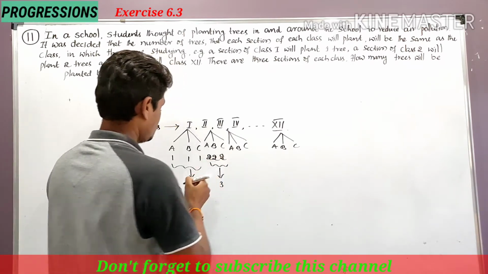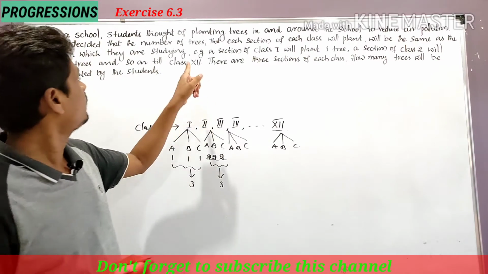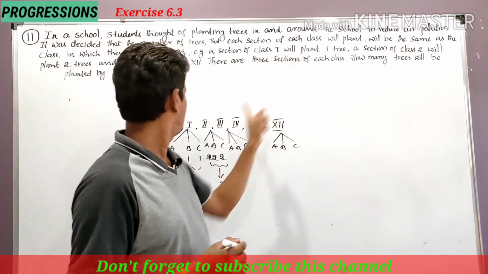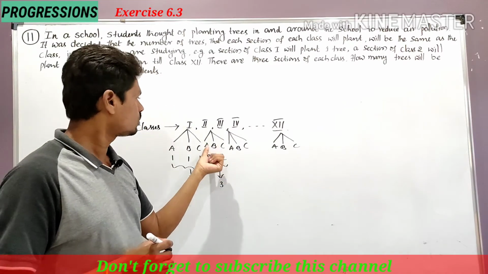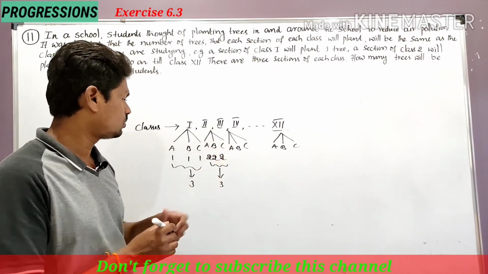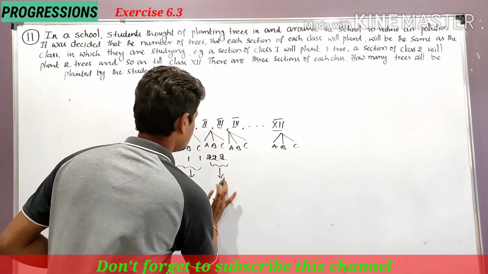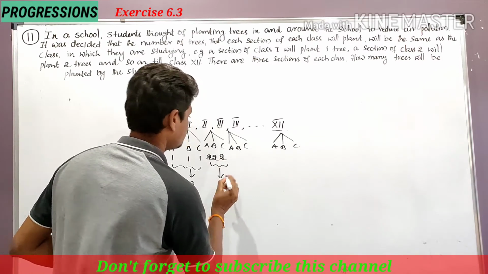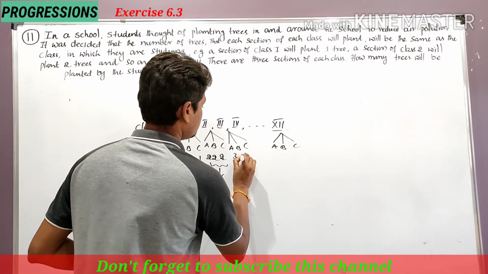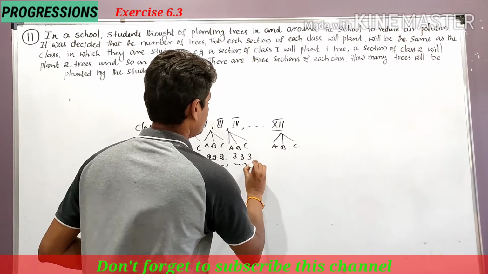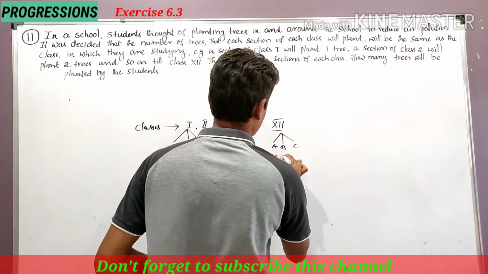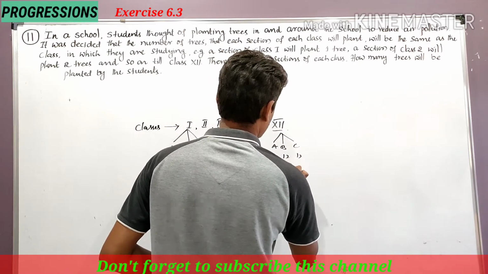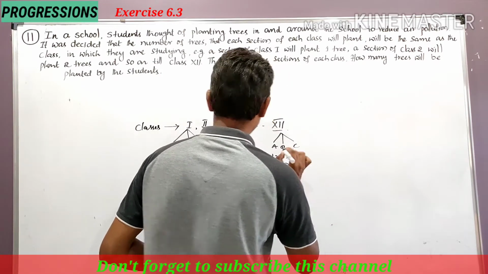See here what is given. A section of class 1 will plant 1 tree, a section of class 2 will plant 2 trees. Here class 2 will plant 2 trees, so 2 plus 2 plus 2, total it is 6. Here class 3 will plant 3 each, so it is 9. In the same way, here it is 12 and 12, so totally it is 36.